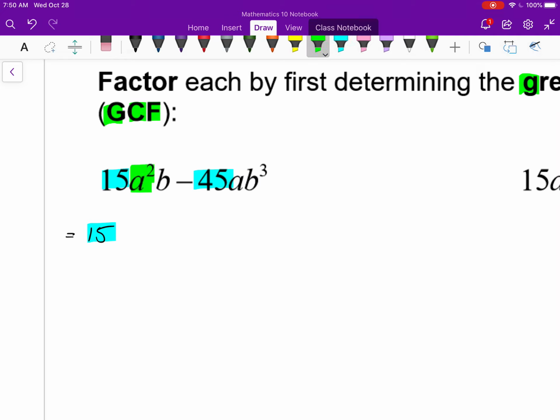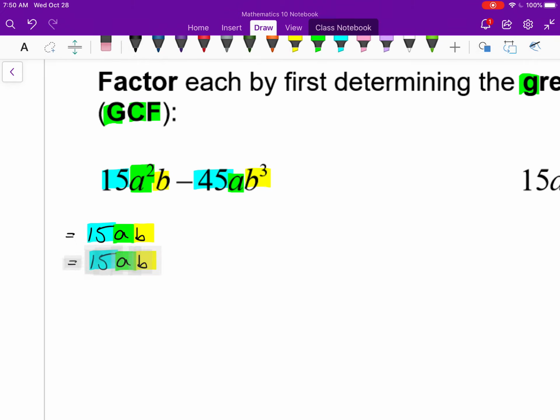That said, there's more. This particular term has a squared. This has just a. The greatest amount they have in common is a single a. So another part of my GCF is the a. A is the greatest common factor of a squared and a. And then I have the b term. This has b to the power of 1. This is b to the power of 3. The greatest they have in common is just a single b. And so 15ab, 15 times a times b, is the greatest common factor of both of these terms.